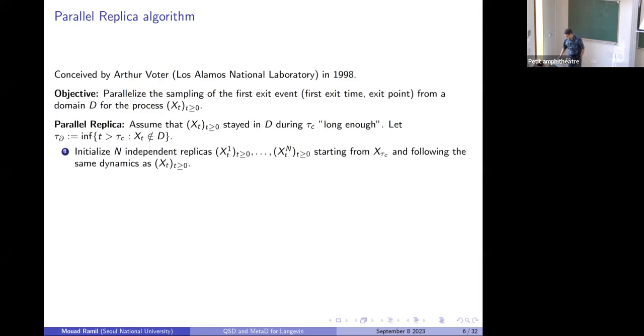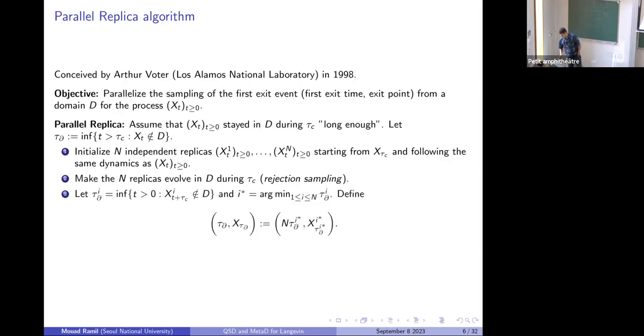You make them evolve inside the domain. But first, you have to make sure that all these replicas also remain stuck in the domain. So you wait until time T_osi, and you make sure that they stay in the domain. If one of them exits the domain, then you make it restart at its initial point, x_T_osi, until it satisfies this condition. And then the algorithm says that you can sample the first exit event of this reference trajectory by considering only the first exit event among all the replicas.